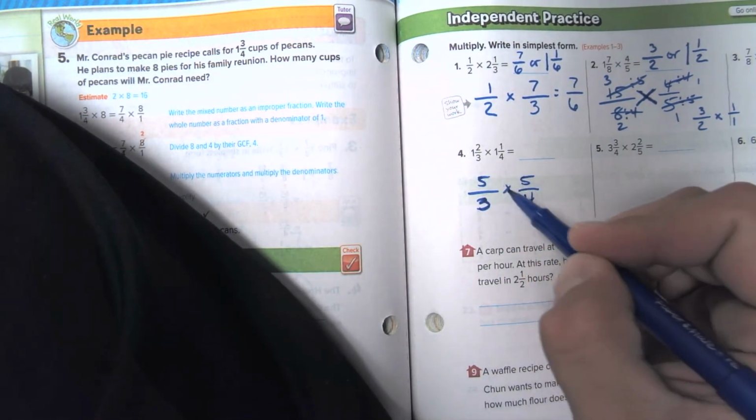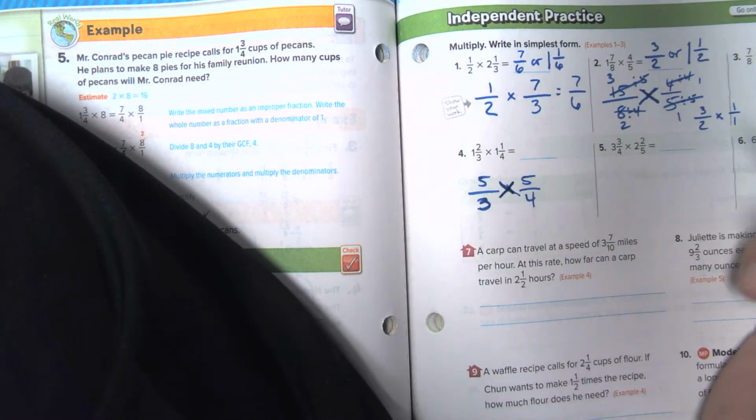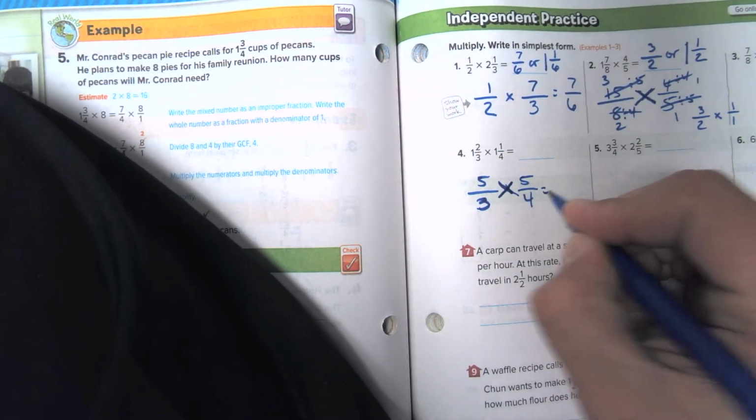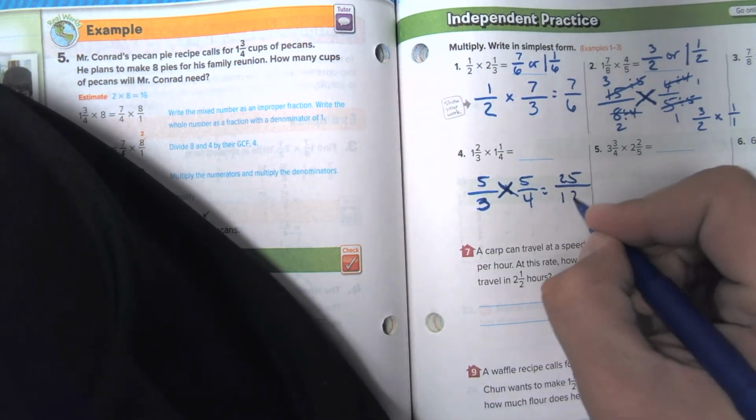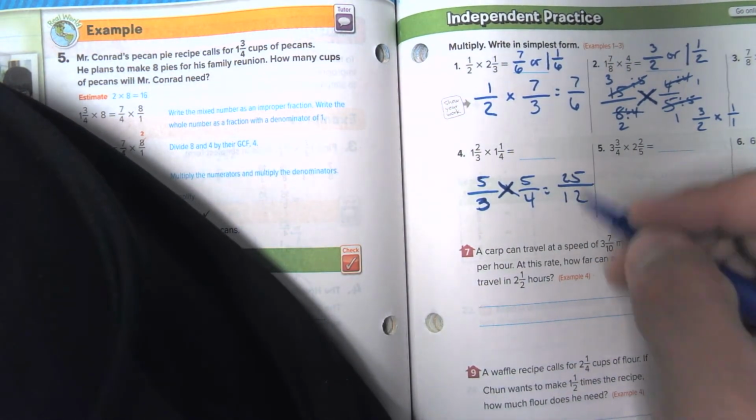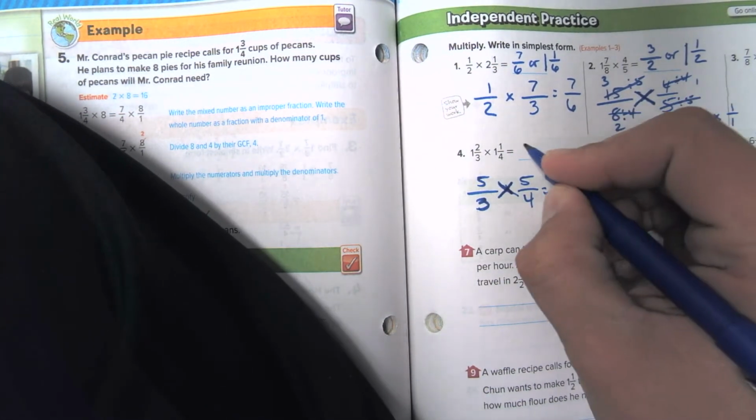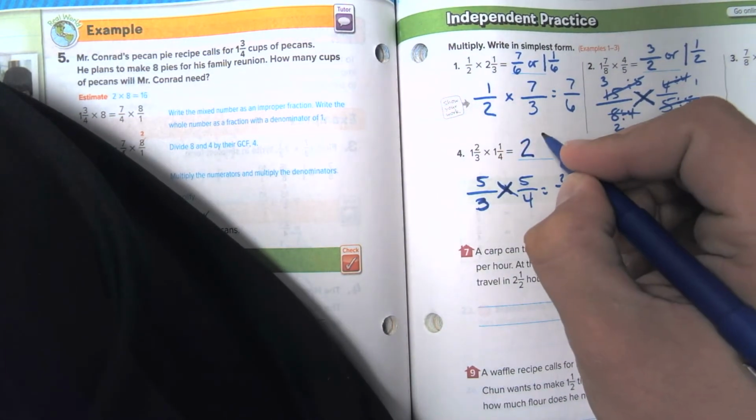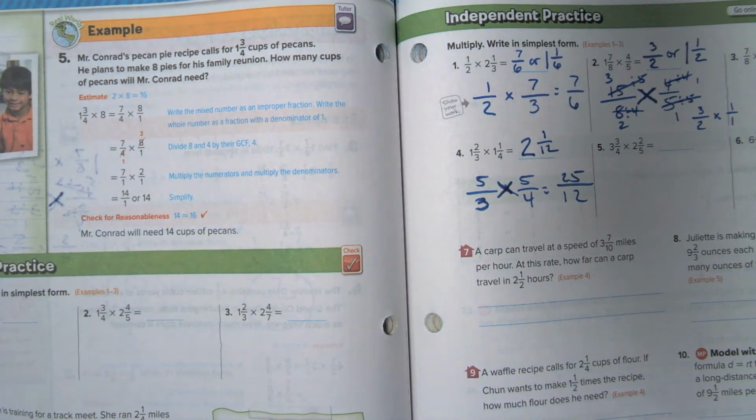So if I look, 4 and 5 can't do anything, so they're simplified. 5 and 3 can't do anything, so it's simplified. So 5 times 5 is 25. 3 times 4 is 12. Okay, so we have an improper fraction, so I'm going to turn it into a mixed number. Well, 12 goes into 25 2 times. I'm left with 1, and I keep the denominator, 2 and 1/12.